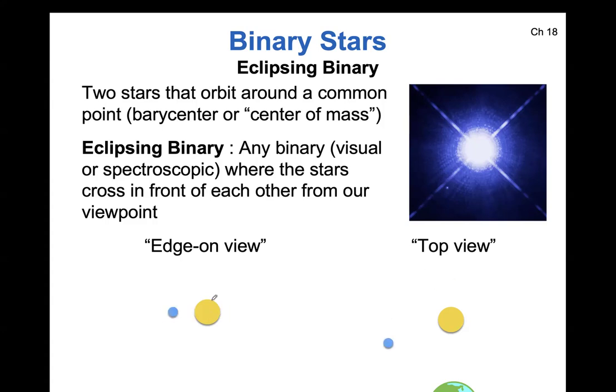And this case of edge-on view would be an eclipsing binary because the blue star passed right behind the yellow star. And then after another half orbit, it passes right in front of the yellow star. So to show it again, okay, top view, blue star passes behind, it's hidden by the big yellow star. Then further in the orbit, passes in front, looks like this.